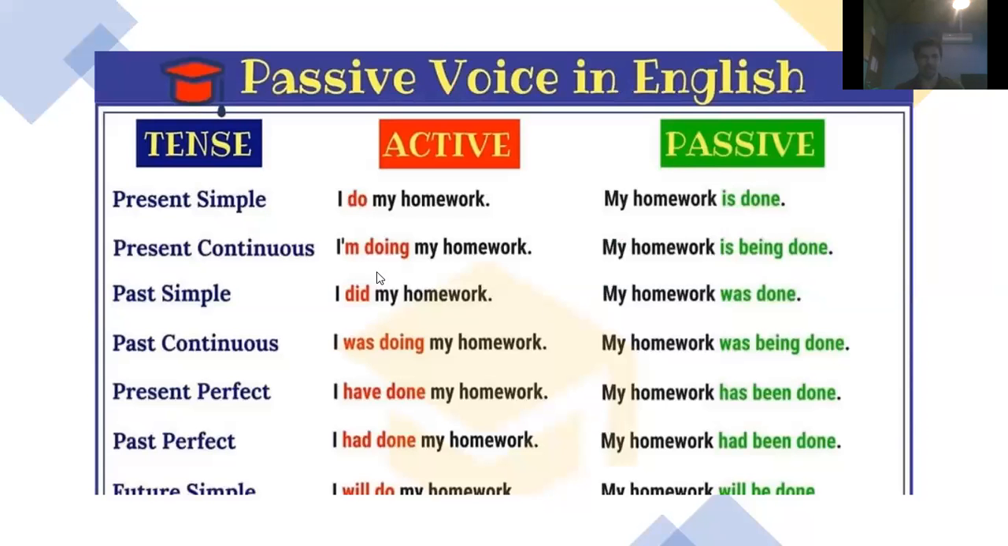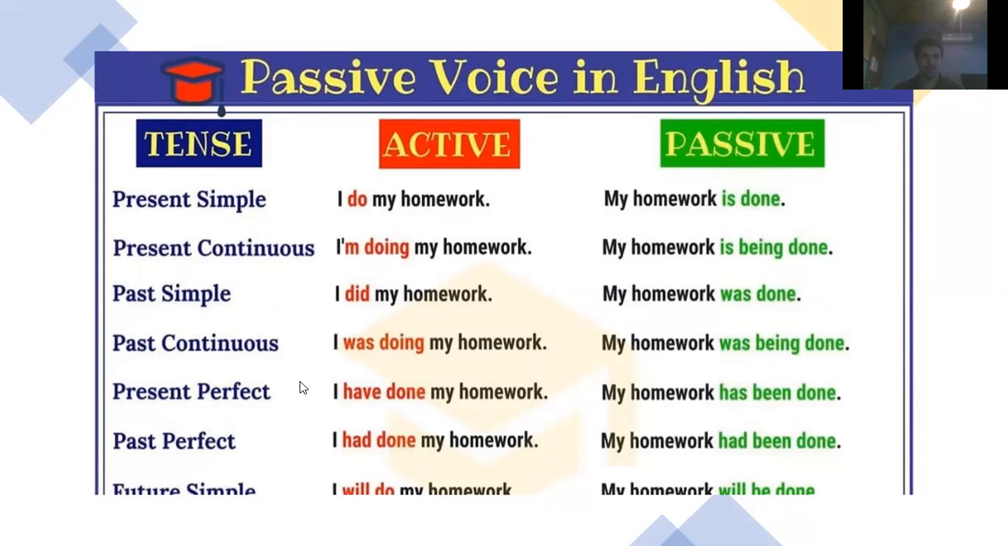So let's have a look at what we have. We have the tense, present simple: I do my homework, active voice. Present continuous: I'm doing my homework, active voice. Past simple: I did my homework, active voice. Then we have past continuous: I was doing my homework, also with an active voice.